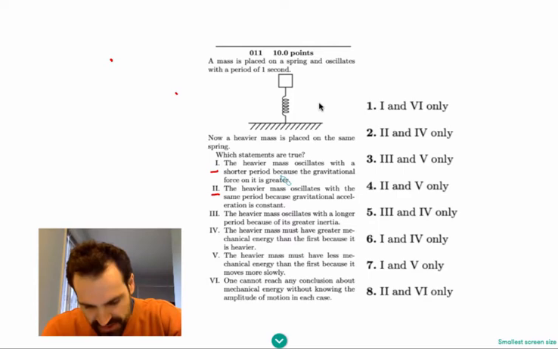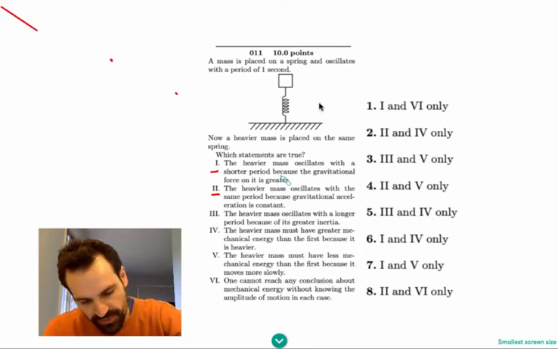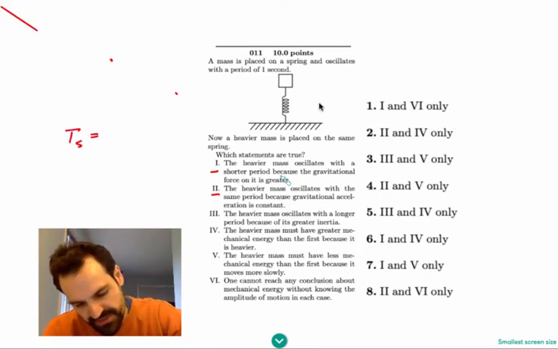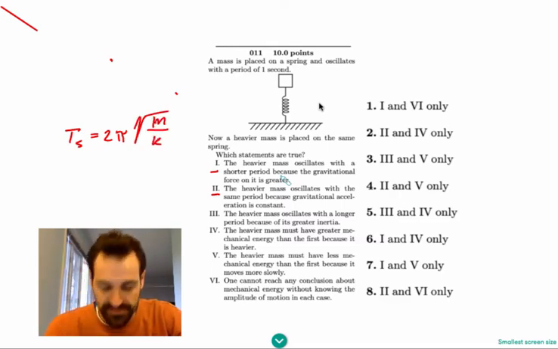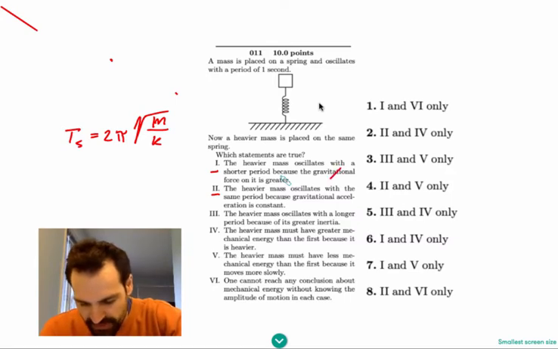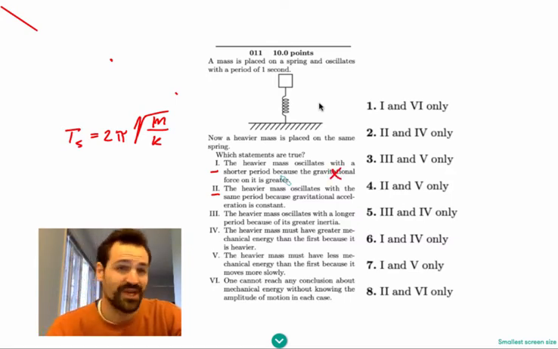The heavier mass oscillates with a shorter period because the gravitational force on it is greater. Well, keep in mind the period of a spring is 2 pi times the square root of mass over the spring constant. Gravity has nothing to do with changing the period of an oscillator. So 1 is not true.